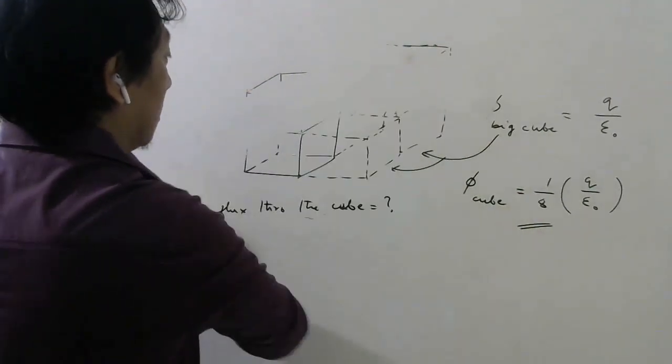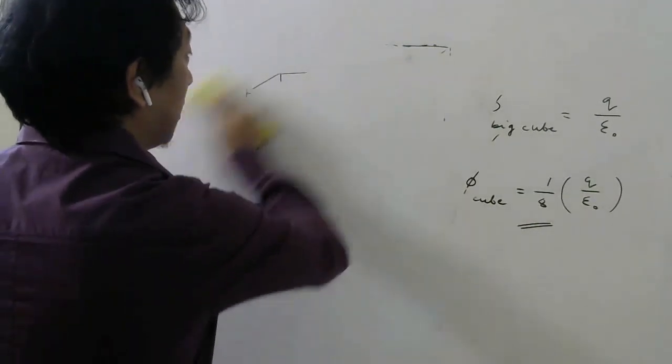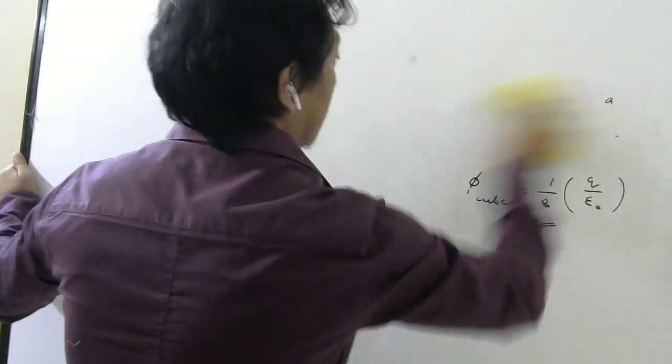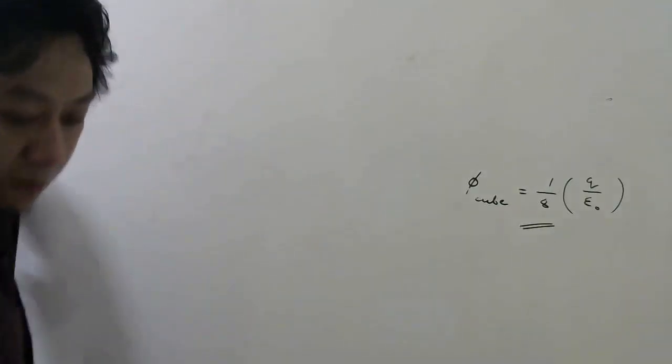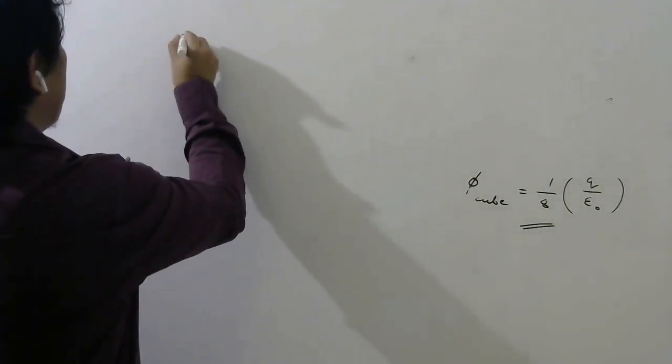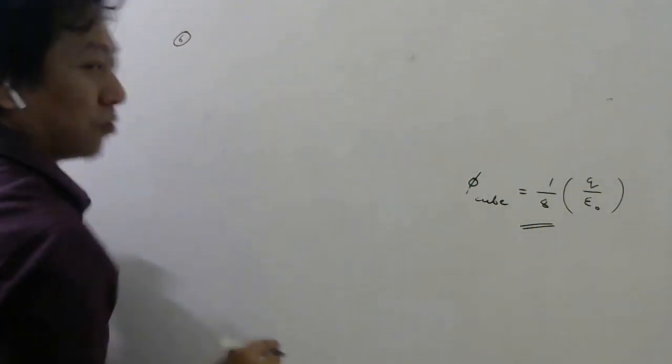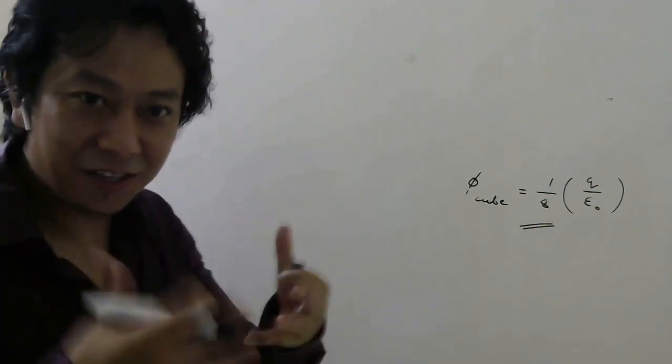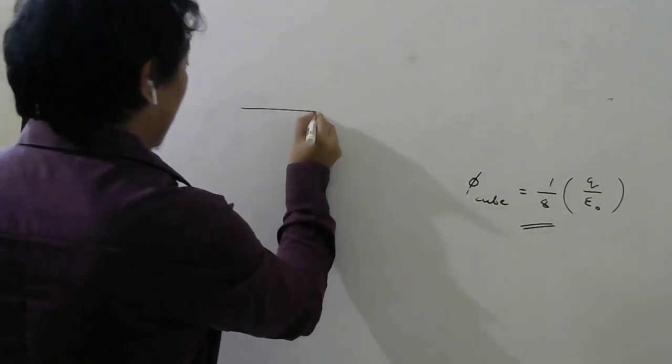Now, once we know that flux through one cube is this much, let me ask one more question. This was 5th or 6th, I forgot. No, the number is not a problem. Understand the concept. So again, let me give you a cube.